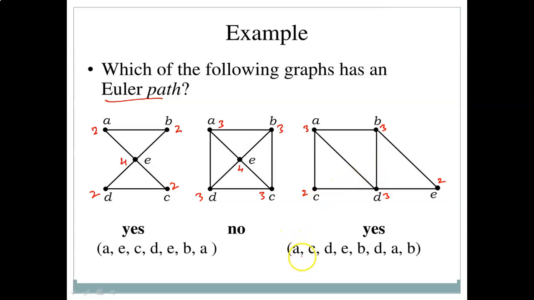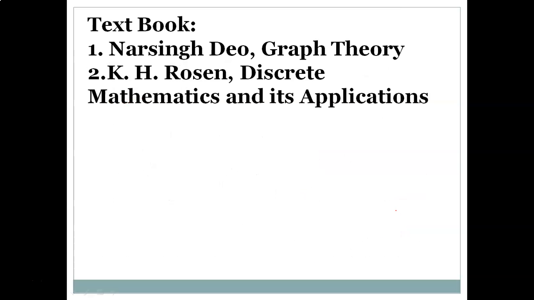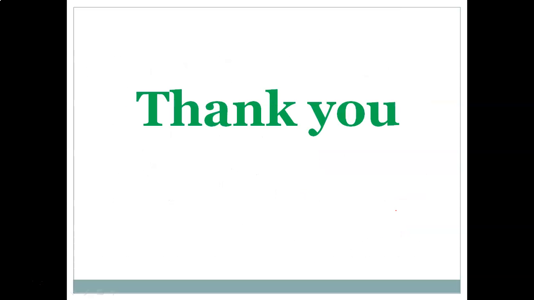So we can identify, as it is given here, A to C, C to D, then D to E. In fact, again the degree is coming 3. I think the answer should be no here. So this is about the Euler graph and Euler line and the solution of the Konigsberg problem. That's it about this lecture. Thank you.